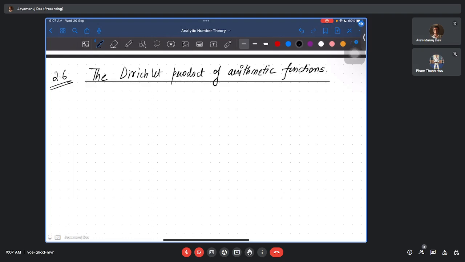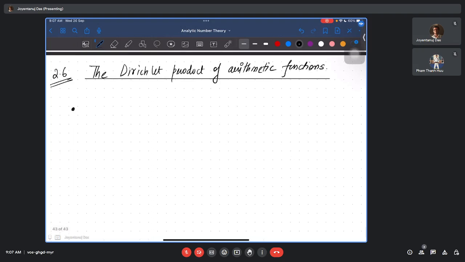In one of the previous theorems, we saw a relation between the phi function and the Mobius mu function. So phi of n is the summation over d dividing n of mu of d times n by d. This is one relation we saw, right?